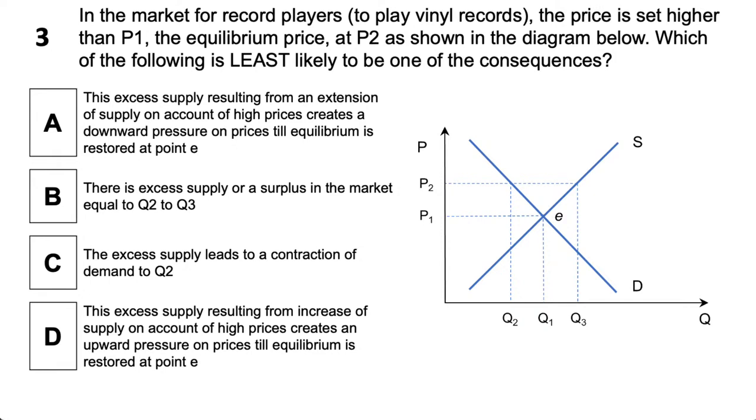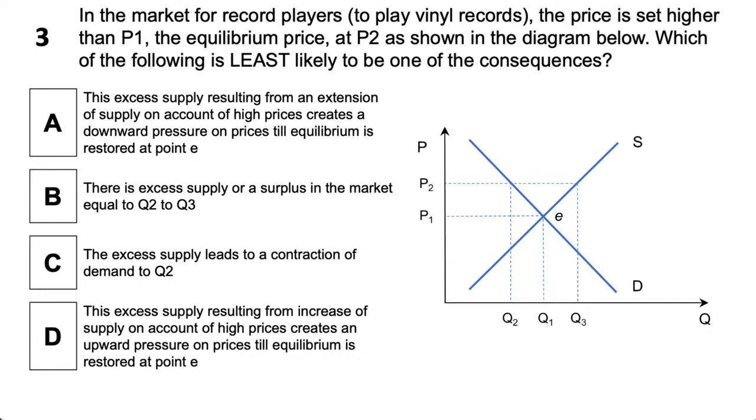The price is set higher than the equilibrium at P2 in the diagram below. Now, which of the following is least likely to be one of the consequences of setting a price higher than the equilibrium? Take a moment on this one. There's quite a bit of reading to get through here.